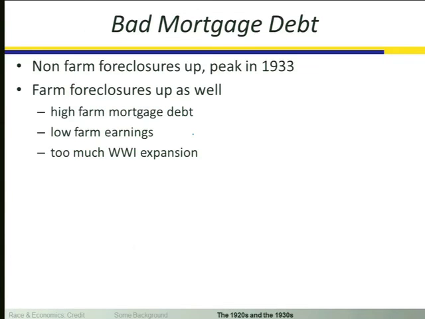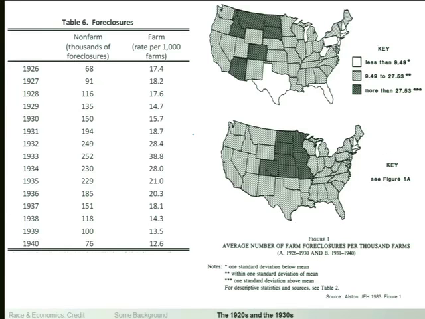Bad mortgage debt. Lots of foreclosures, both non-farm and farm foreclosures. The farm foreclosures soar because of high farm mortgage debt, low farm earnings, and too much expansion in World War I. Let me show you the pictures. Table 6 is the numbers. The left column is the non-farm. The right column is the farm.